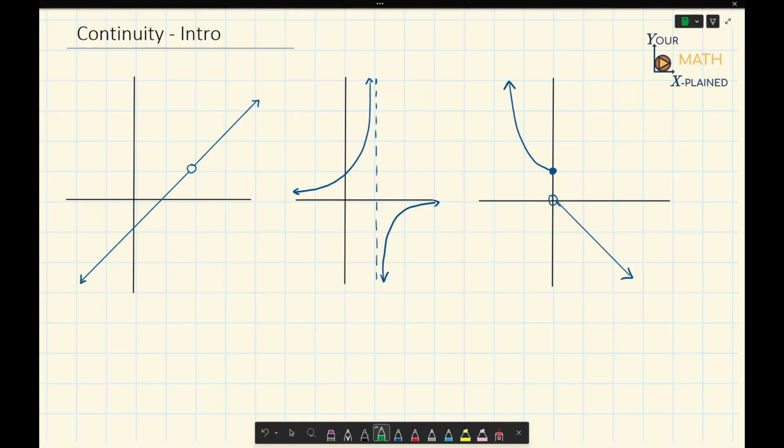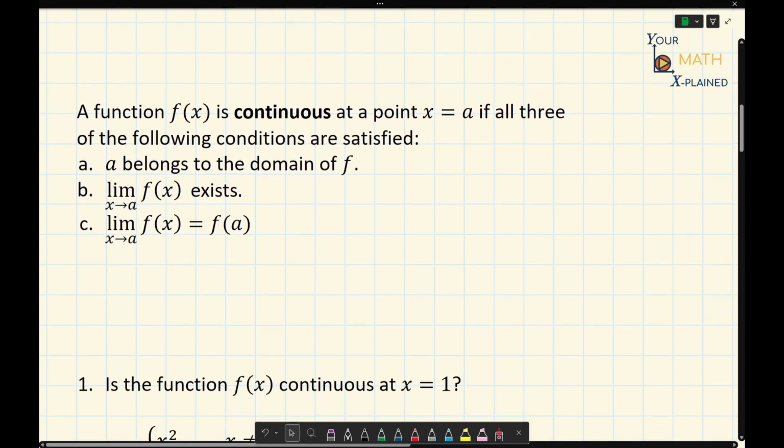We call the first one a removable discontinuity. Removable because it's as if we removed a point from the graph. The second one is what we call an infinite discontinuity because we have a vertical asymptote. And then the third one is a jump discontinuity because, well, it's pretty self-explanatory. There is a jump. However, these are not very precise terms, nor are they mathematical. So we're going to use limits to generate the formal definition of continuity. Now let's take a look at what that is.